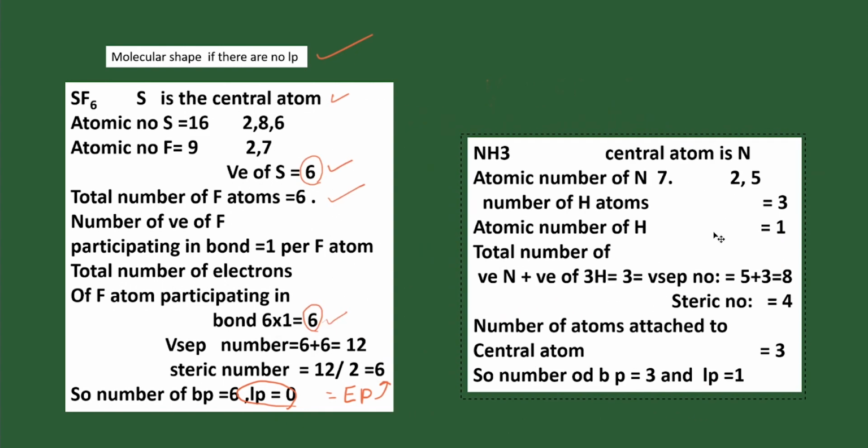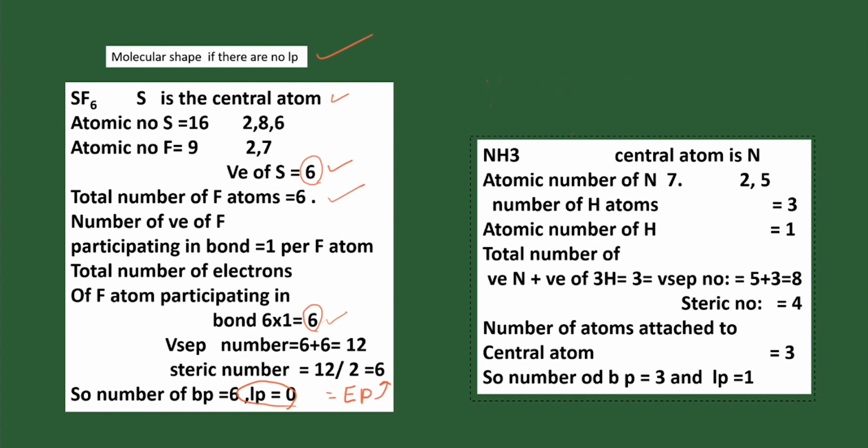Okay, now we will consider one more example, ammonia. This is a case of a molecule with lone pair. We will see that the central atom is nitrogen. Atomic number of nitrogen is 7. So, electron configuration is 2, 5. So, valence electron of nitrogen is 5.